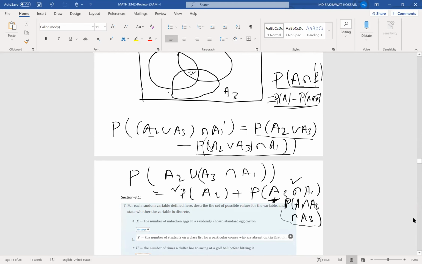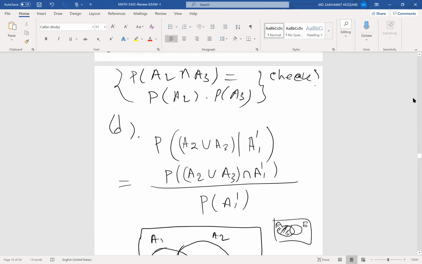After calculating this probability, you just plug in these numbers, and you already know the others. If you plug this in here, you will get the probability for the numerator. And the denominator is just the probability of A1 complement, which is 1 minus the probability of A1. You know the probability of A1, so you can calculate this one. That will be the denominator.